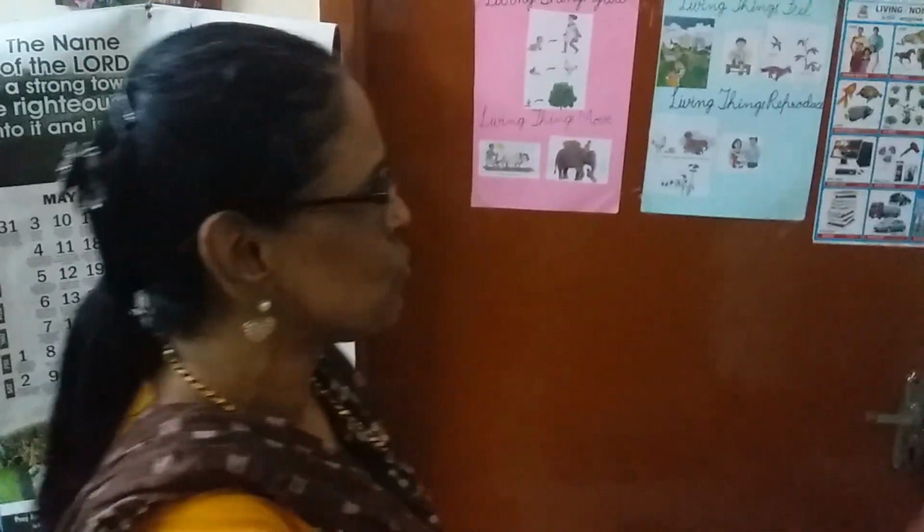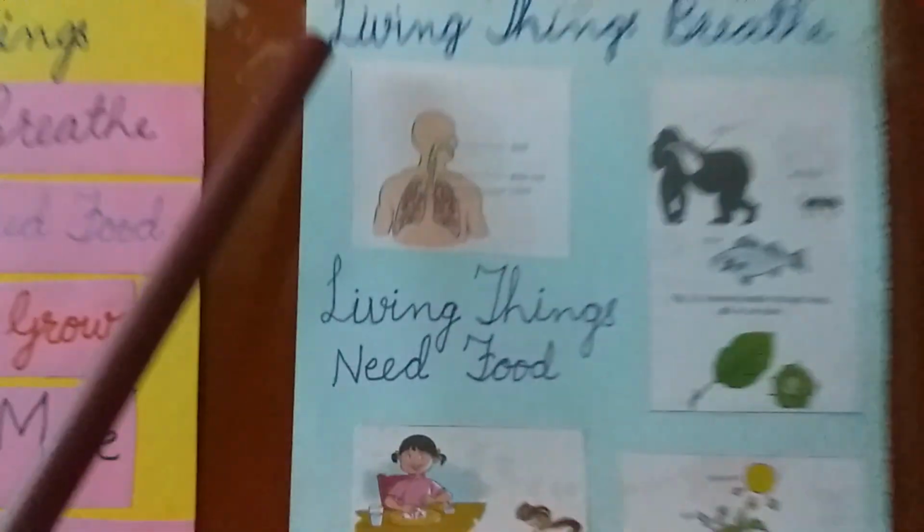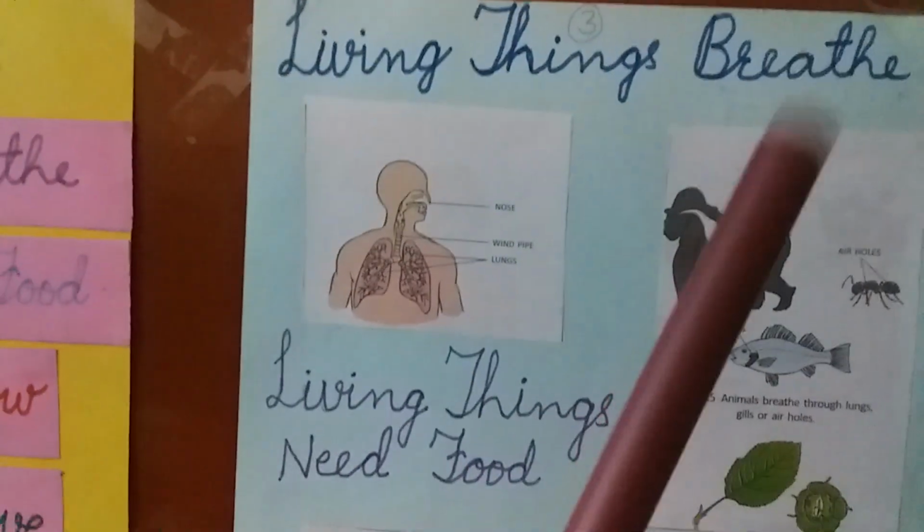Okay. So we will move to the first characteristic and just focus on it. The first one is living things breathe. What do all of us breathe? We all breathe in oxygen and give out carbon dioxide.